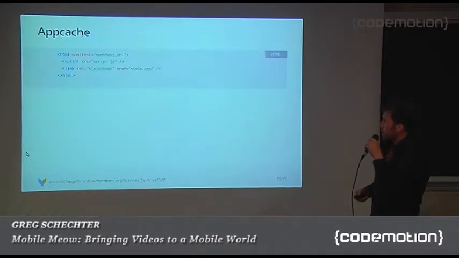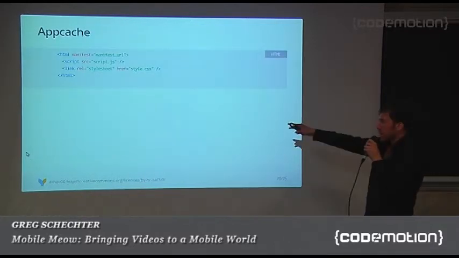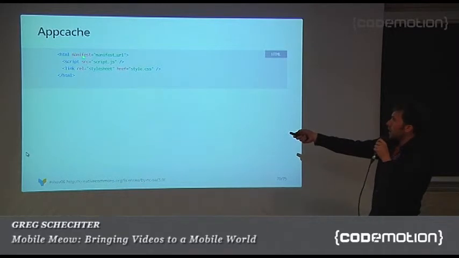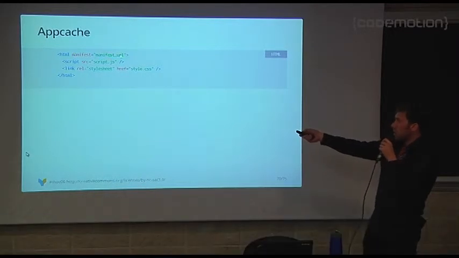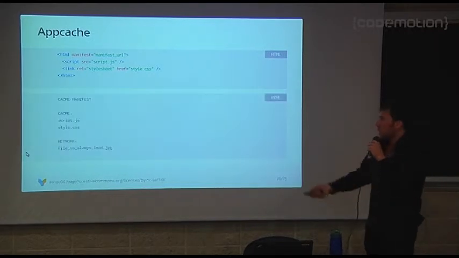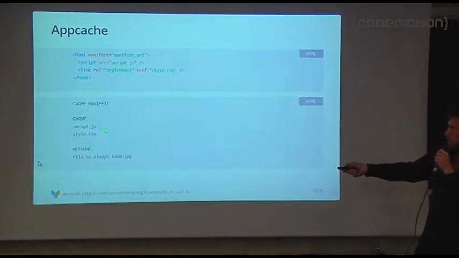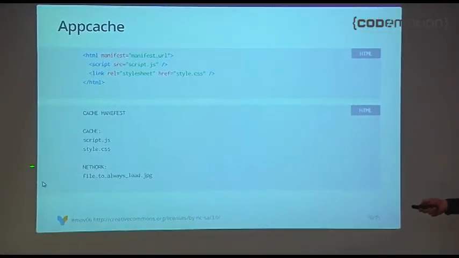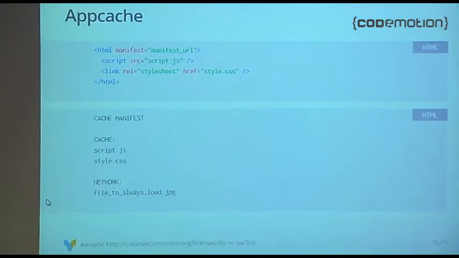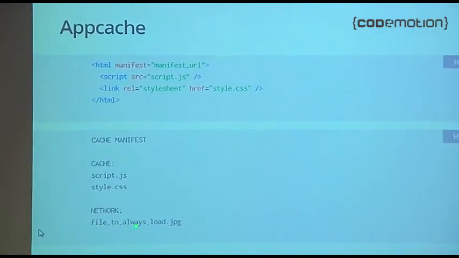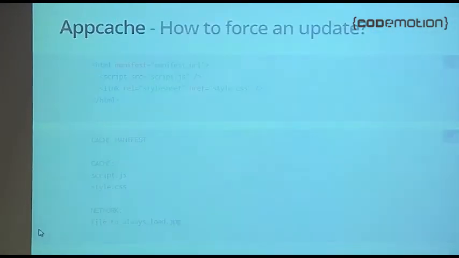And so app cache works like this. It's pretty simple. You have this manifest equals some URL here, and then you can have some scripts and style sheets that you might want to be included there. And then your manifest URL looks like this. You list the things that you want to get cached, and you list the things that need to be pulled from the network. So for this example, just some random image.